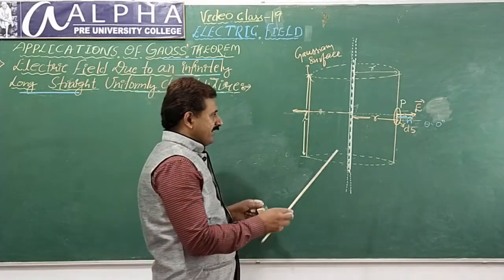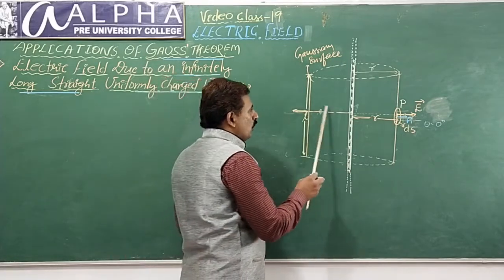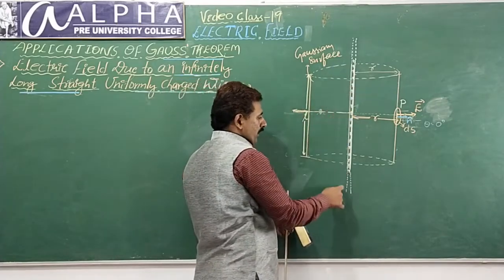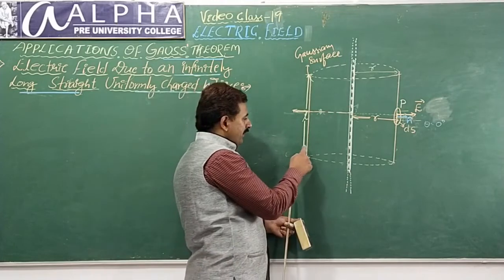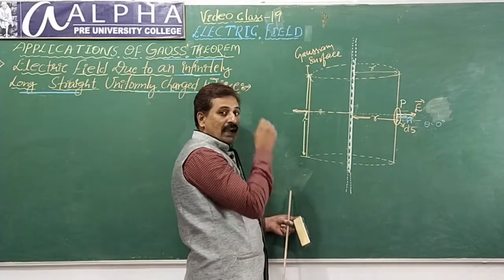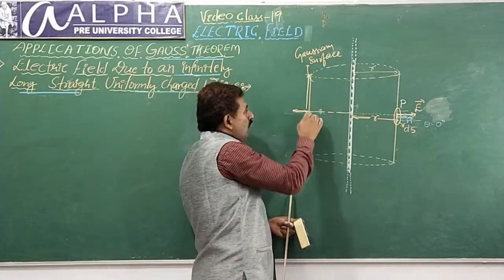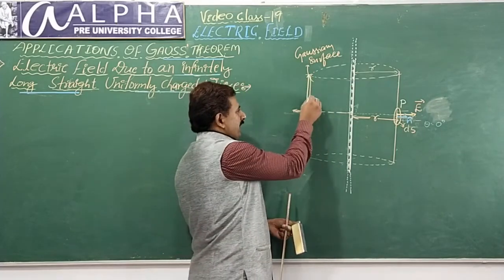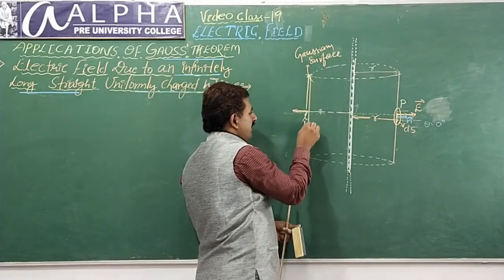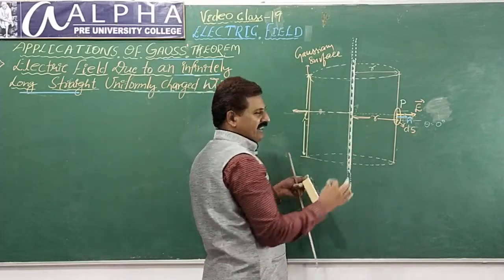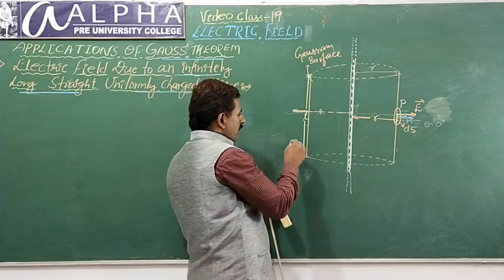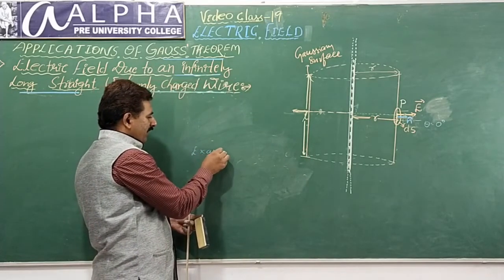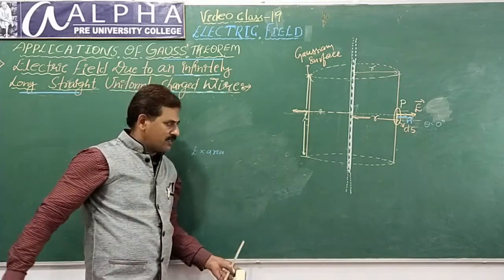Therefore, total flux is electric field value into total surface area. Why? Due to infinite long conductor, the field is radially outwards and same, uniform all around the surface, outwards. That's why, since electric field here E, here E, here E, here E, everywhere around the surface E, you can just write electric field into area. You will write an expression for flux.